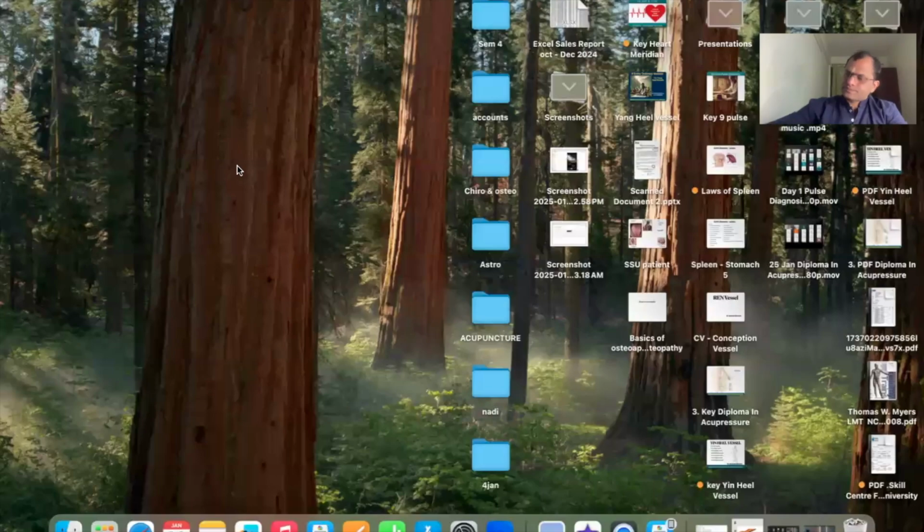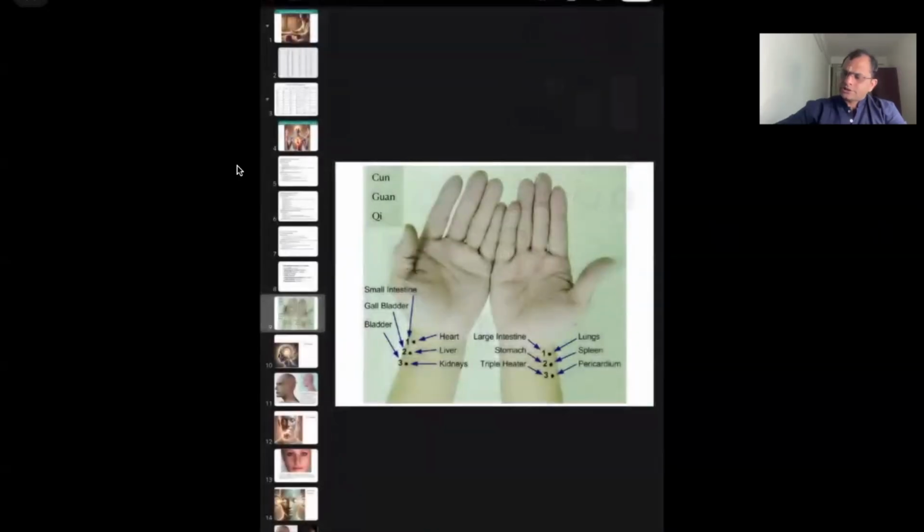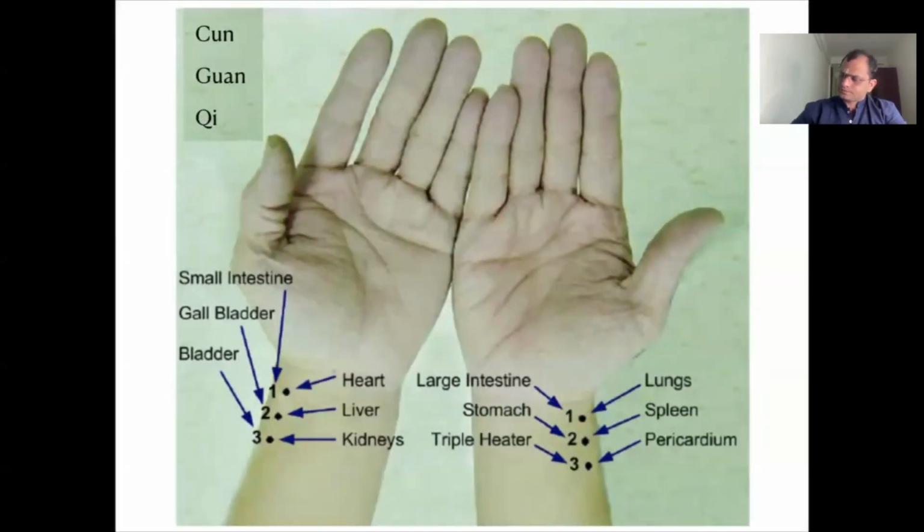In TCM, we are telling these pulses. The upper pulse is called Cun. This is the Cun, on both sides.